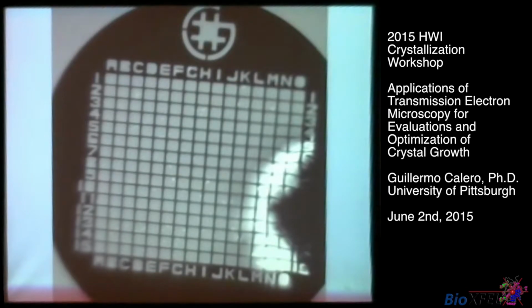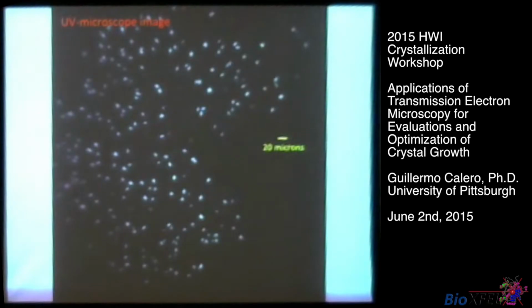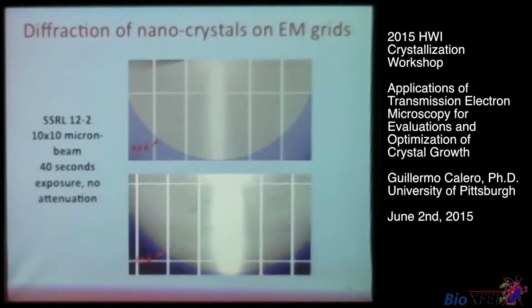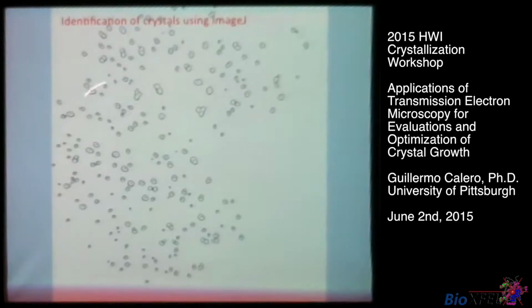So you can see some crystals here, right? But then when you use the UV, look at that, right? So I was able to identify less than 20 micron nanocrystals on an EM grid. And basically, if you overlay these two pictures, you can get the layout of each one of the nanocrystals using very simple software developed at the NIH, ImageJ. So with ImageJ, we were able to get all these and all the positions.